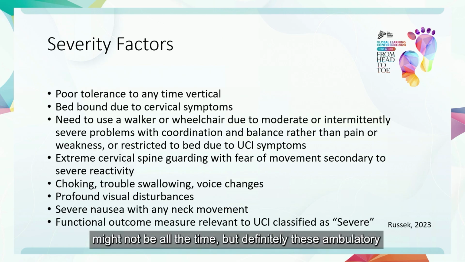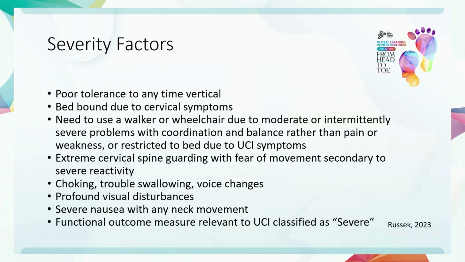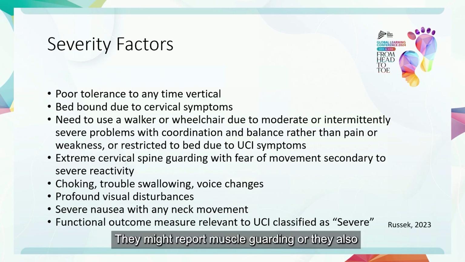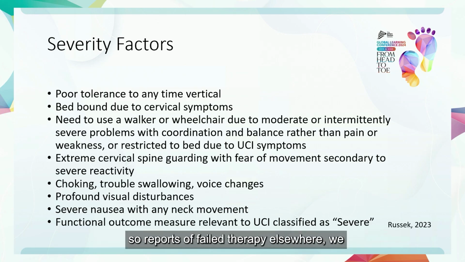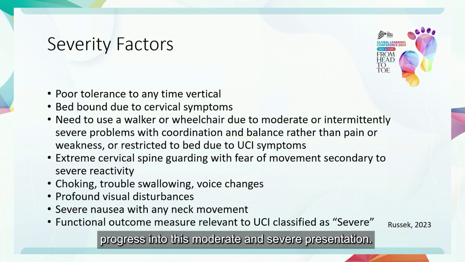And it might not be all the time, but definitely these ambulatory aids are pulled out more for neurological symptoms that are related to the upper cervical spine, not necessarily to pain or weakness that we can also see. They might report muscle guarding, or they also might have more severe reactions from being touched, so reports of failed therapy elsewhere. We see much more neurological symptoms as we progress into this moderate and severe presentation.